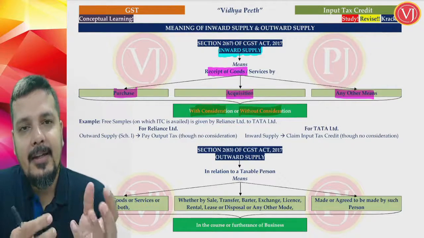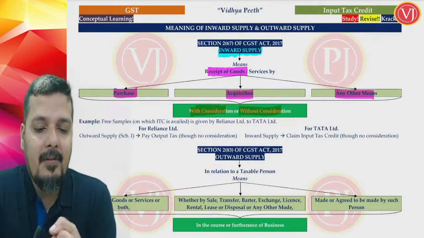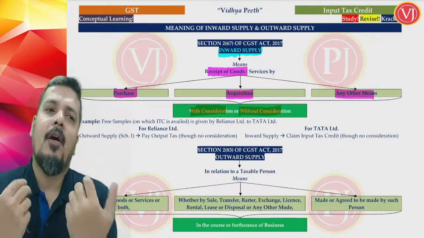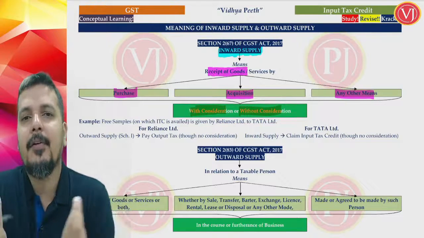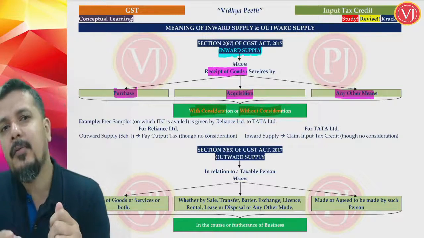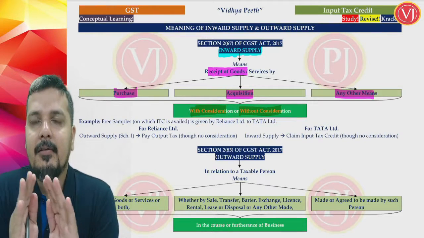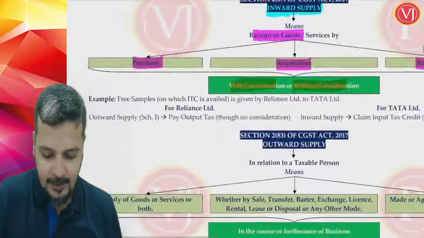So you are getting the goods or services, you are receiving the goods or services, you may have purchased them, you may have acquired them, or you may have got them by any other means, including gifts. You might have got it free of cost. You might have paid for it with consideration, or you might have got it without paying consideration. So the term inward supply is very, very wide. Let us try to understand this with the help of an example.